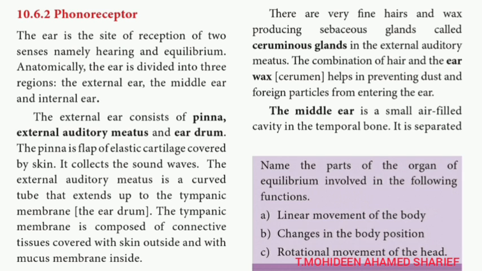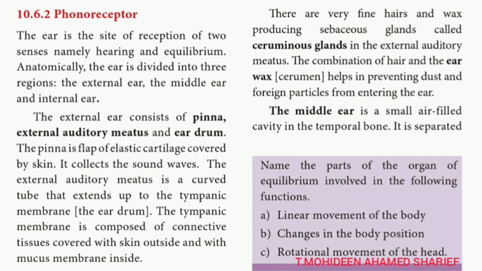So that's all about the photoreceptors. Now we will see about the phonoreceptors. The ear is the site of reception of two senses, namely hearing and equilibrium. Anatomically, the ear is divided into three regions: the external ear, the middle ear and the internal ear. The external ear consists of the pinna, external auditory meatus and the eardrum.